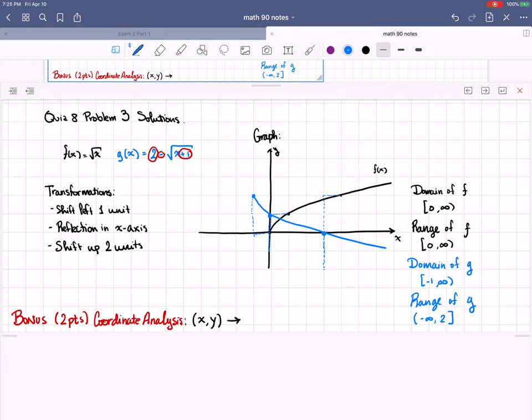So finally, for the bonus, to do the coordinate analysis, we look at what happened to every point. Every point's x-coordinate, by being shifted to the left 1 unit, went down by 1. So the x-coordinates went from x to x minus 1. And then for y, first the y-coordinate was made negative, so that would become negative y. And then we add 2 to it. So you can either write negative y plus 2, or you can write 2 minus y. So that concludes the solution for problem 3.